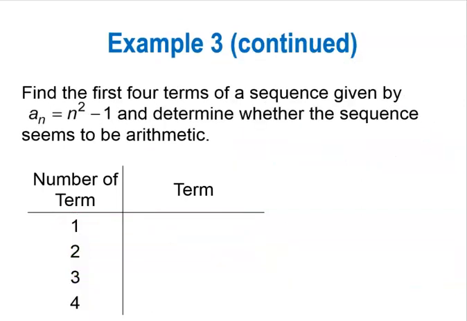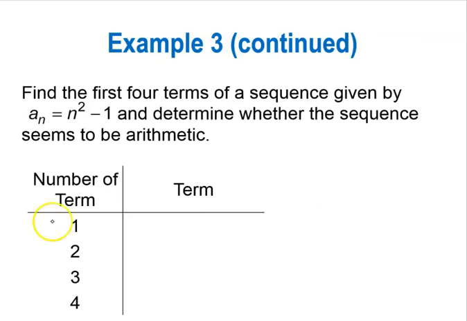Now here we have a different problem. Find the first 4 terms of a sequence given by a sub n, or the nth term, is n squared minus 1, and determine whether the sequence seems to be arithmetic. Can we do that? Sure we can, right?